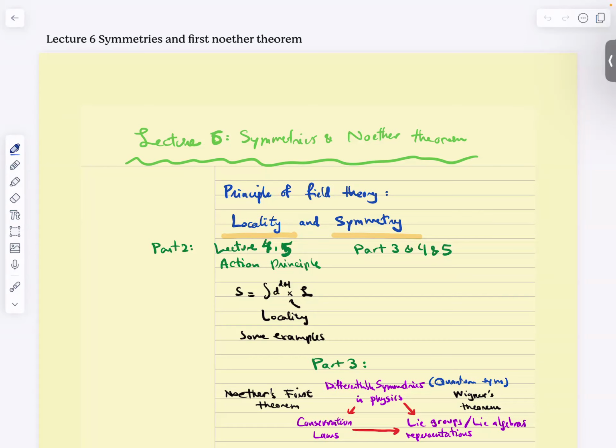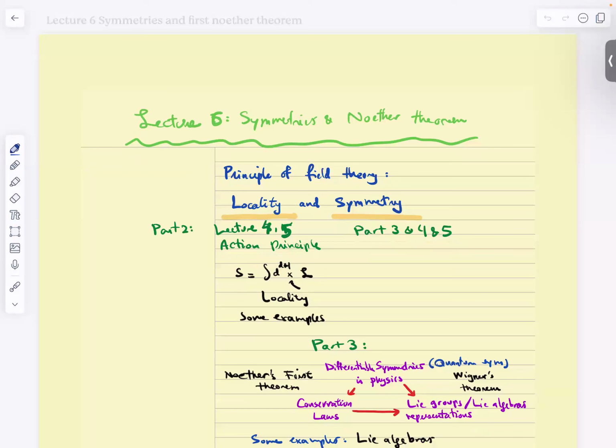Okay. So locality was about the action principle, and well, action principle is not necessarily local, but locality has to do with the fact that the action is an integral of a density. Right? So this is a function of the fields and their derivatives, right? So this is a density. That's locality.